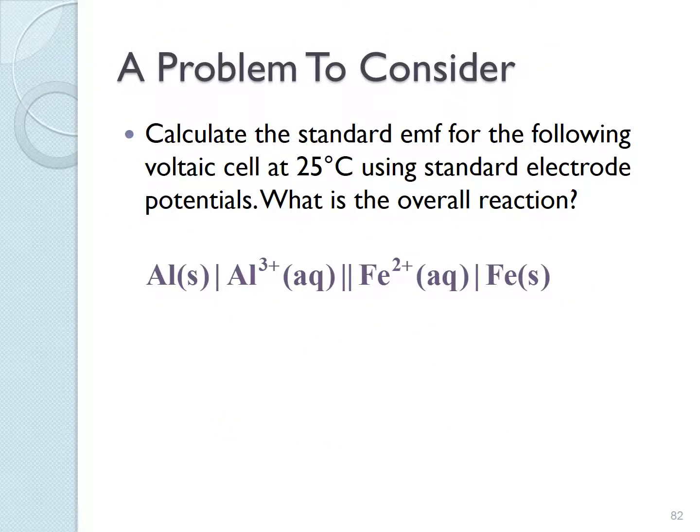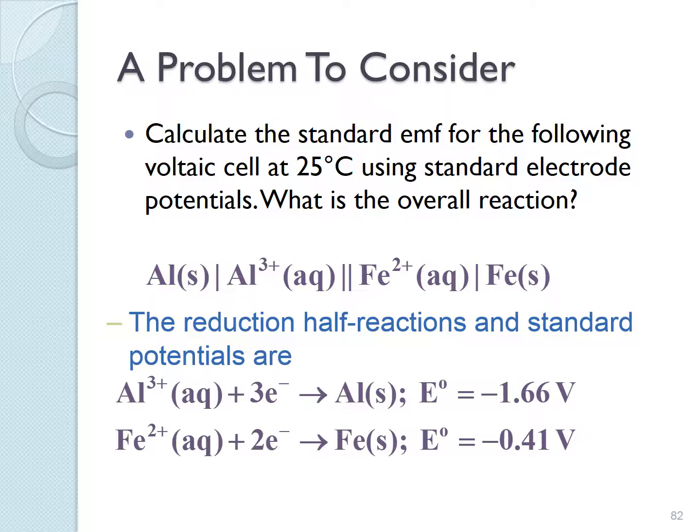So let's look at an example. Calculate the standard EMF for the following voltaic cell using standard electrode potentials. And what is the overall reaction? Because of the way that this is written, the aluminum is on the left, meaning that's the anode. The iron is on the right, meaning that's the cathode. So iron is being reduced and aluminum is being oxidized. When we look up the half reactions, of course, we're always looking up the reduction potential. So aluminum being reduced to aluminum metal has an E naught of negative 1.66 volts.